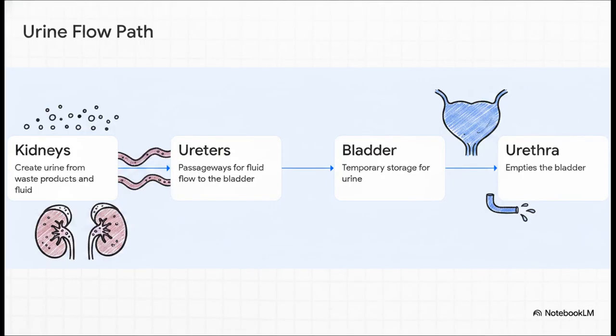So, the production and excretion of urine follows a very specific logical path. First up, the kidneys create urine from waste products and fluid in the body. Second, that fluid flows from the kidneys straight down through the ureters. Third, it arrives right at the bladder, where it's stored temporarily. And finally, the bladder empties through the urethra.